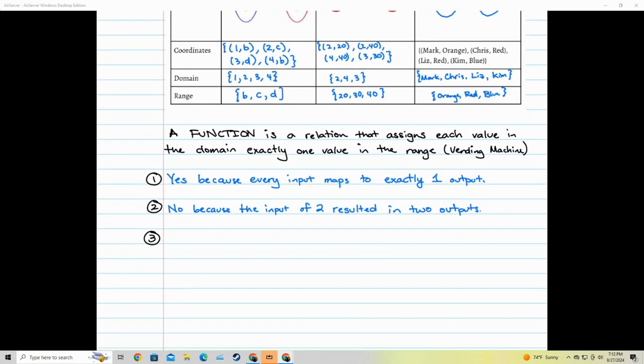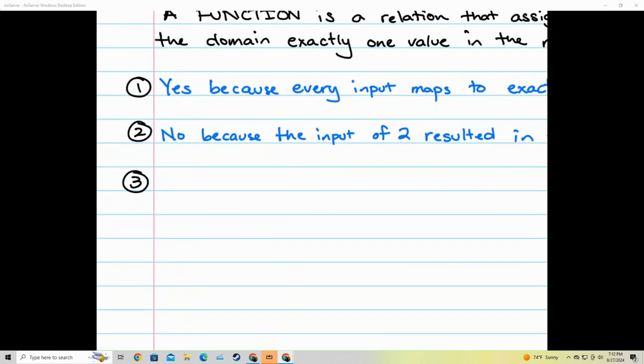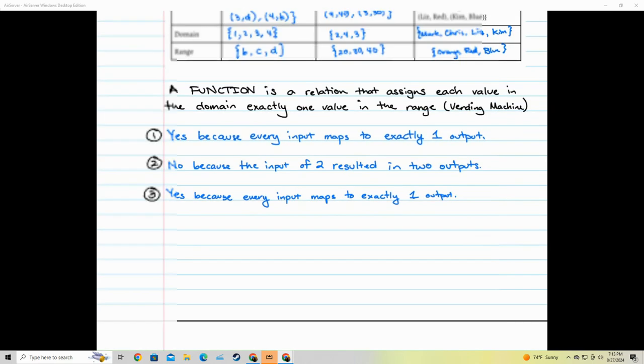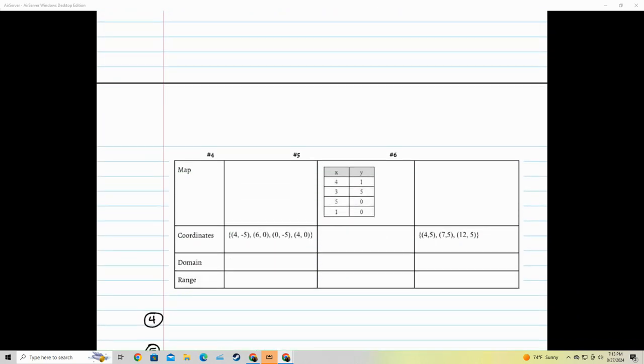The answer is yes. And when it is a function, what you're going to say is yes, because every input maps to exactly one output. All right, that takes care of the front page. Let's go ahead and go to the back side.